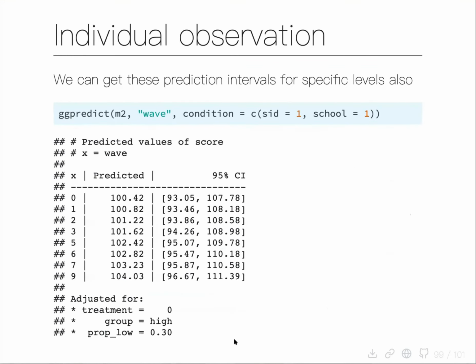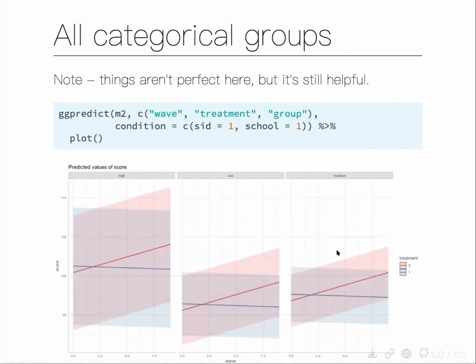we can also look if we want now for SID equals one and school equals one. So we can look at specific values that are in our data set rather than looking at the population values. So this is for SID one. And then we can look at all categorical groups as well. So here I have wave, treatment, group for SID one and school one. And so these are like predictions as if that student was in high, low, and medium groups. Okay.